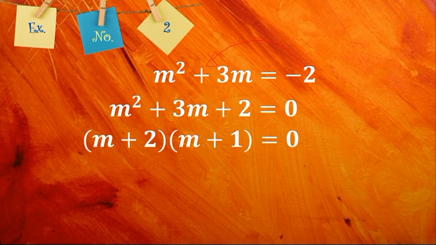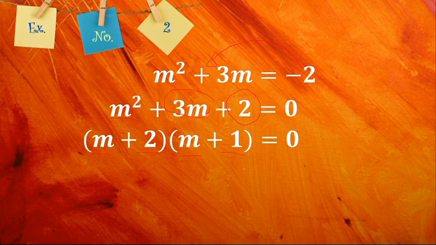The factor of m squared is m and m. Now, what are the factors of positive 2 such that when you add them, will make positive 3? Yes, the factors are 2 and 1. Ma'am, can we write 1 first on the left side and 2 on the other side? Yes, there's no problem if you'll have m plus 1 first and then m plus 2. They are just the same.